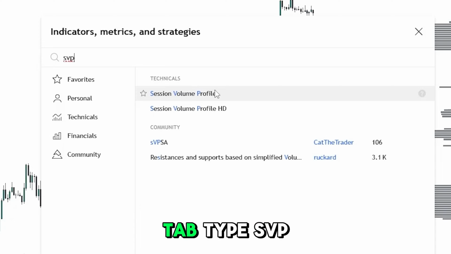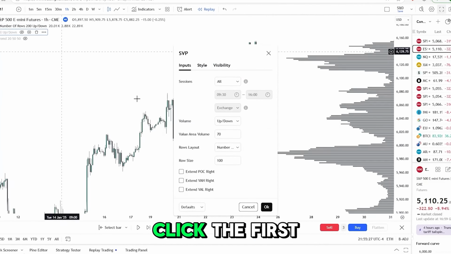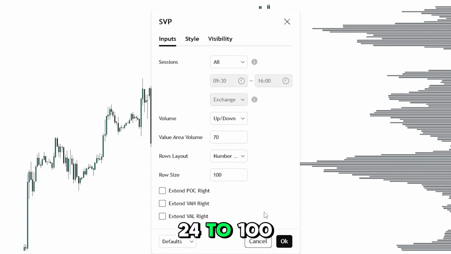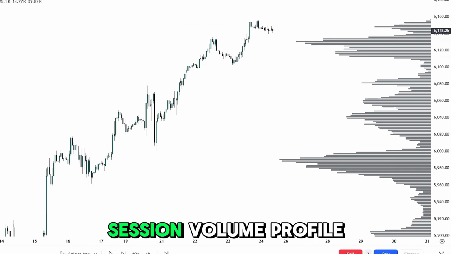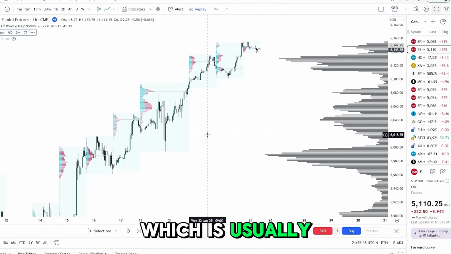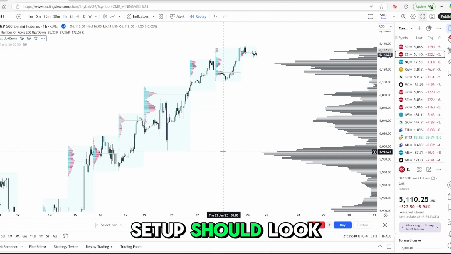In the Indicators tab, type SVP, and you're going to click the first one. Then you're going to go into Settings and change the row size from 24 to 100. SVP is the Session Volume Profile, which shows us the volume profile by trading session, which is usually once a day. And now your setup should look something like this.